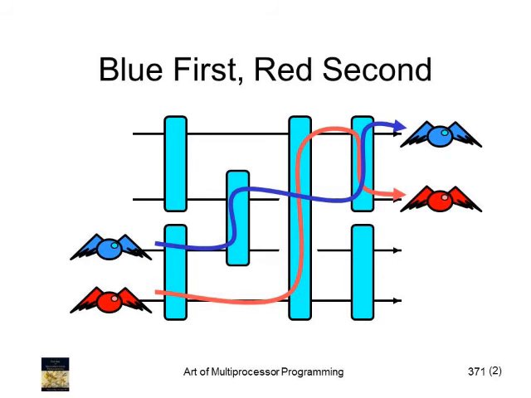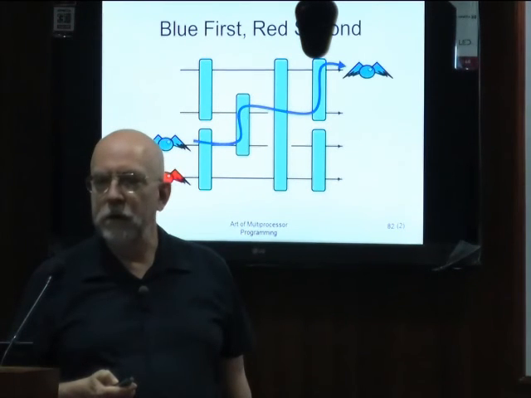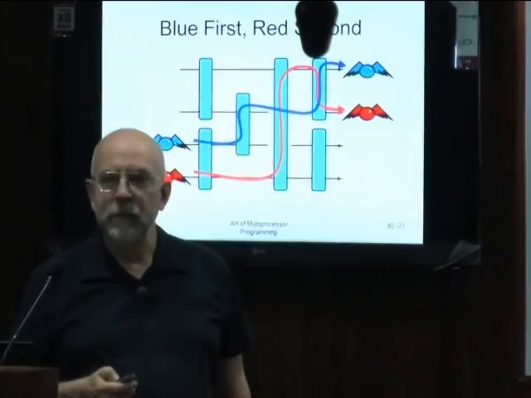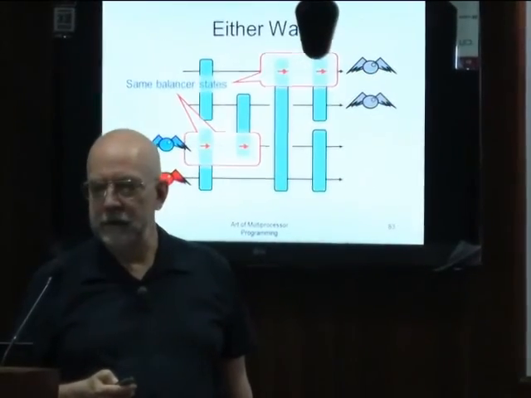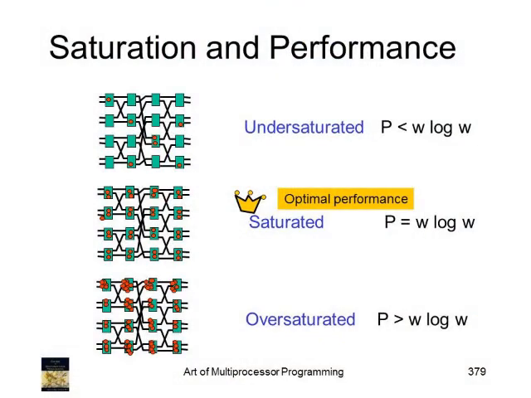Let's see. I think you can prove that if a network is a counting network when the tokens go through one at a time, then it's a counting network when they go through concurrently. So that simplifies proving things. They actually perform quite well in practice.